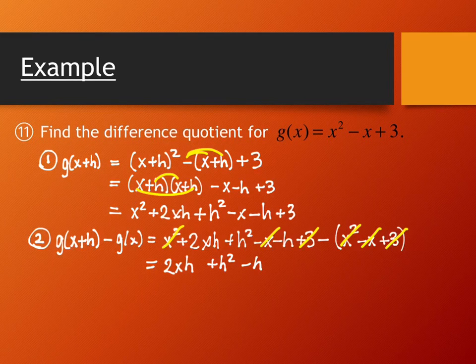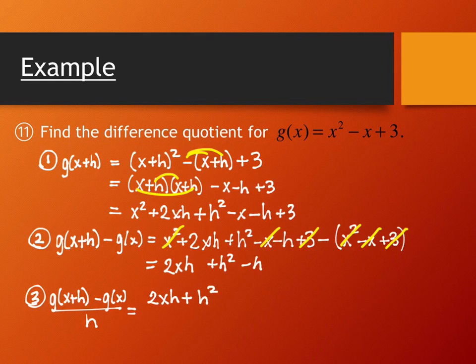Is that all right? What's my last step? Yeah, so I take everything I just did, g of x plus h minus g of x, and I divide everything by h. So that's my 2xh plus h squared minus h. Every term has an h in it. Right, good check step there, has to, or you've made a mistake. And I divide by h.